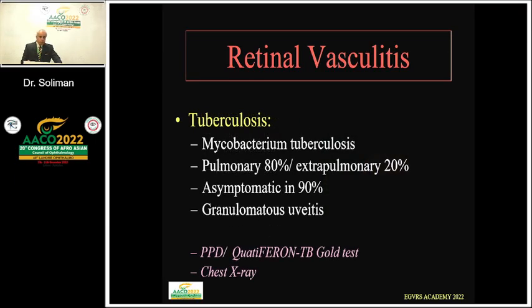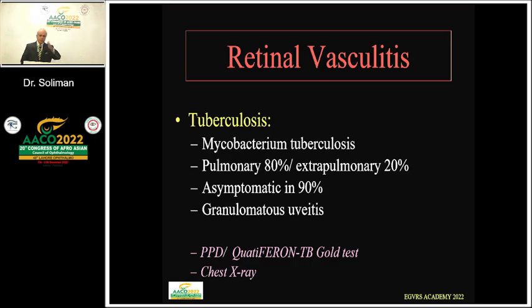Let's go one by one. So tuberculous vasculitis. Well, you know it's caused by Mycobacterium tuberculosis, pulmonary or extrapulmonary. Quite often we see a patient with no signs of tuberculosis, but he presents with vasculitis, even sometimes with cystoid macular edema. It's asymptomatic in 90% of the cases, and the first presentation is usually vasculitis, and sometimes you get a granulomatous uveitis.